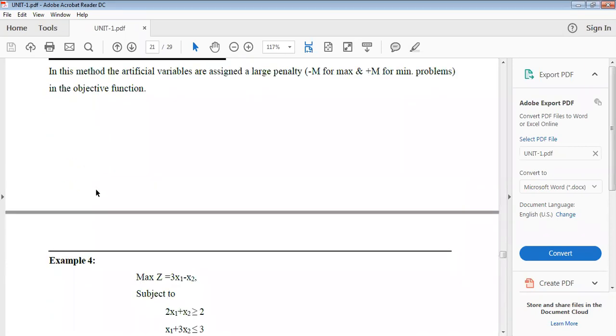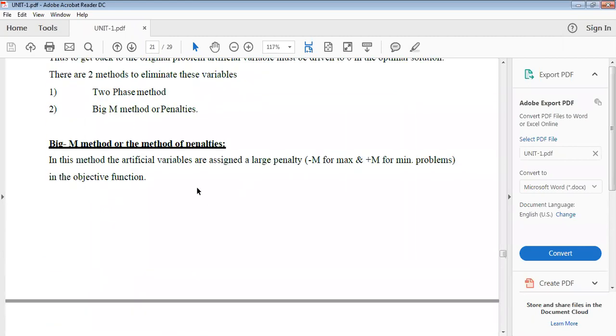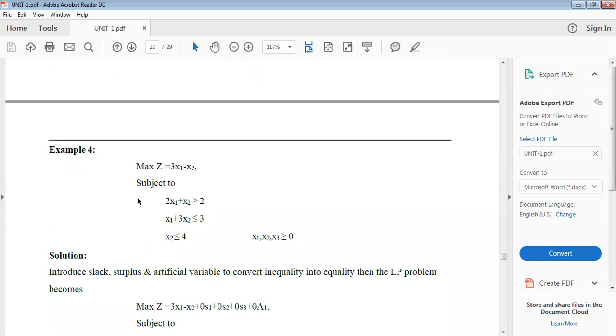You can understand at a later stage when you are solving the problem, big M or small m, whatever it may be. So this is a big M. Always you have to assume a larger value for M, and thereby decide the quality of the particular equation. Now he has given: maximize z is equal to 3x1 minus x2, subject to 2x1 plus x2 greater than or equal to 2, x1 plus 3x2 less than or equal to 3, and x2 less than or equal to 4. There are three constraints.